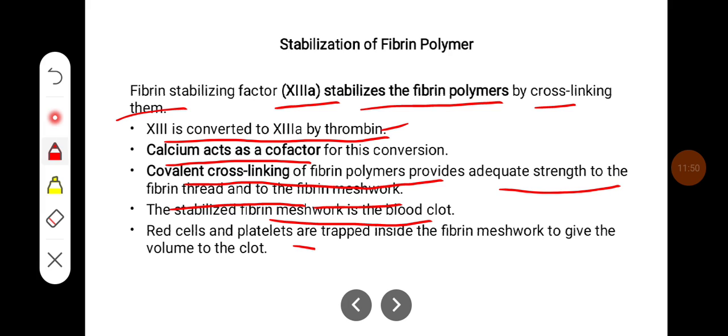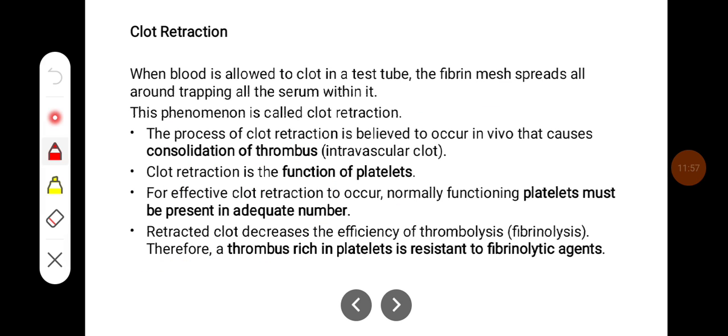Red cells and platelets are trapped inside the fibrin meshwork to give volume to the clot. Clot retraction occurs when it is allowed to rest in a test tube. The fibrin mesh spreads all around, trapping all the serum within it. This phenomenon is called clot retraction.